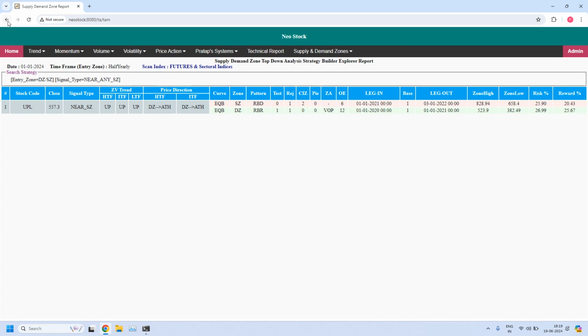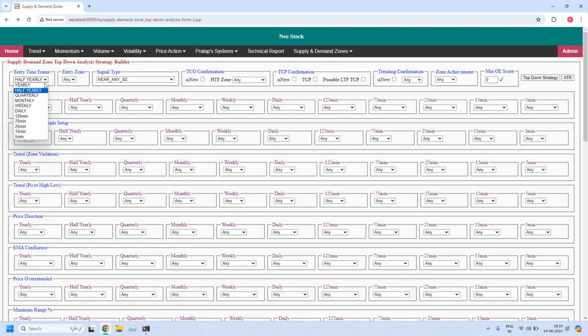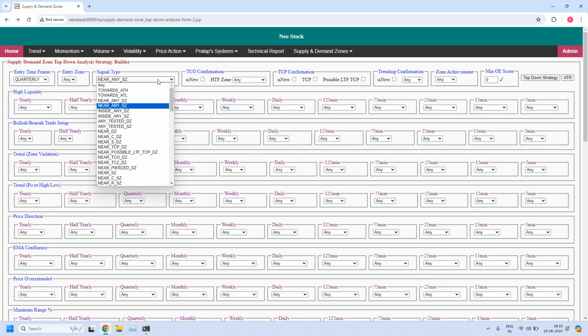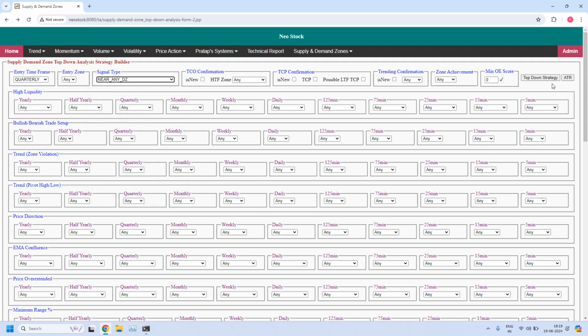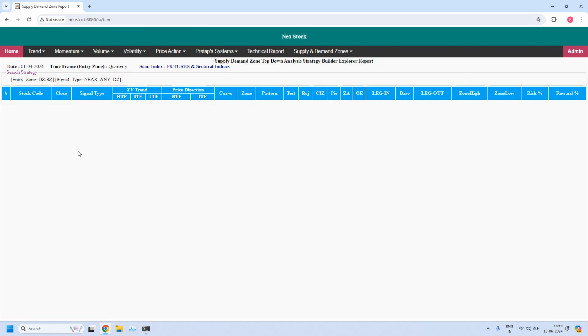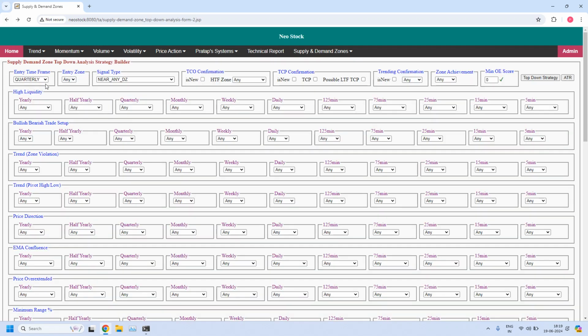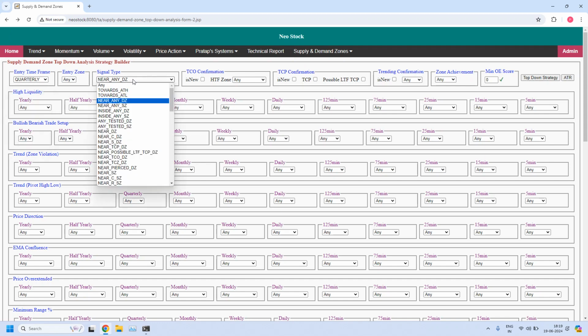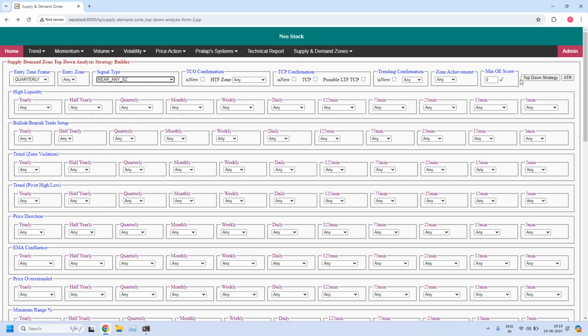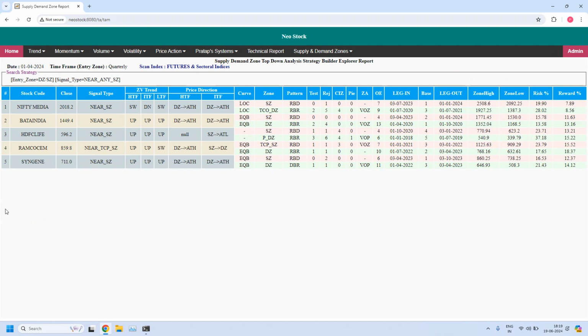Okay, now I'm going back and changing the time frame to quarterly. Let us find the stocks near quarterly demand zone. No stocks are available. So let me go back. For quarterly time frame, let us find the stocks near quarterly supply zone. 5 stocks are filtered near to the quarterly supply zone.